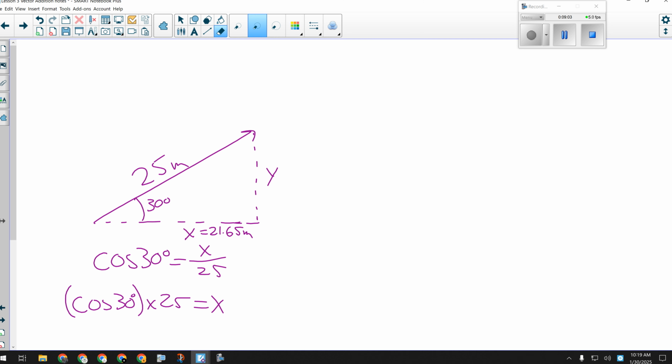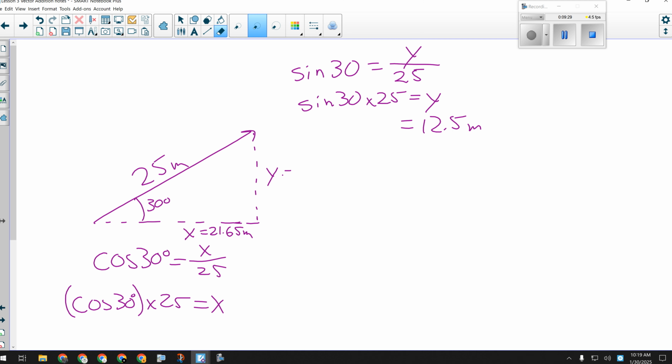So to get y, which is the opposite side, we use sine for that. Sine of 30 equals opposite over hypotenuse. So if I want to find y, I do the same thing I did in the last one. I multiply the hypotenuse over to the other side. Sine of 30 times 25 equals y, and that's going to be 12.5 meters.